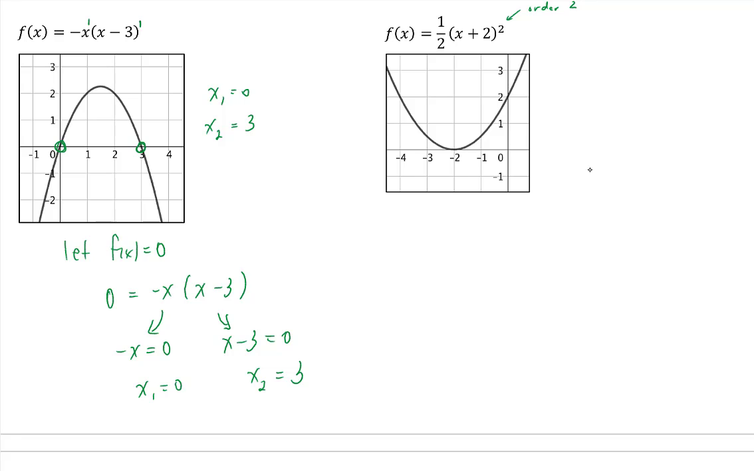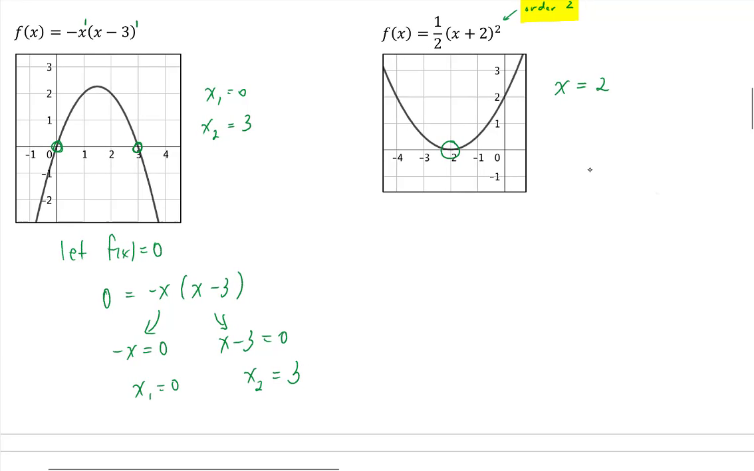Let's look at our second example. From our graph we see that our zero is equal to 2. If we were to zoom in on that graph, at that zero it looks like there's a parabola touching that zero. And that has some relationship to this order that we just discussed.